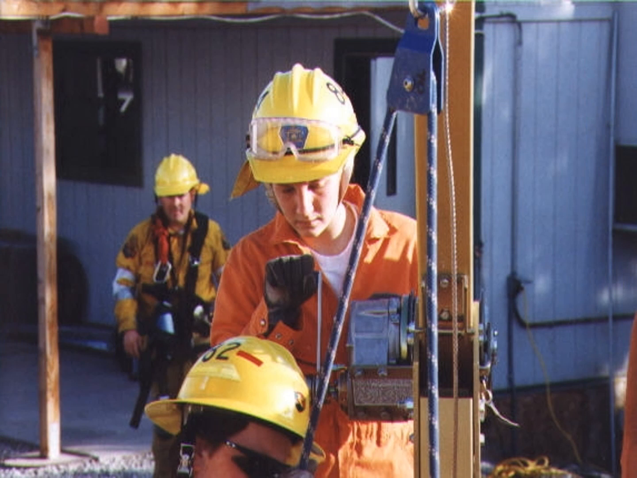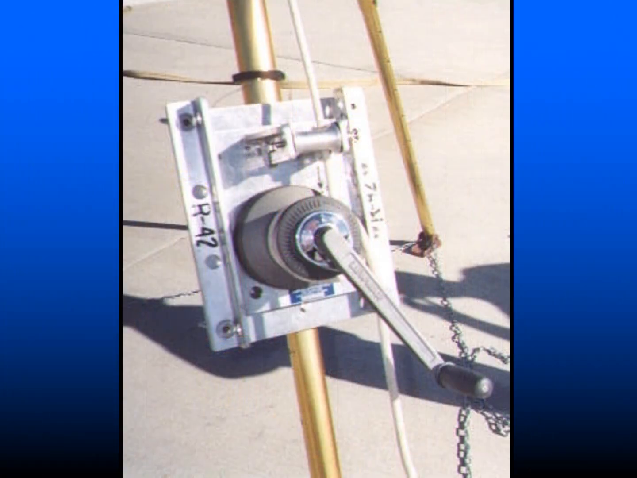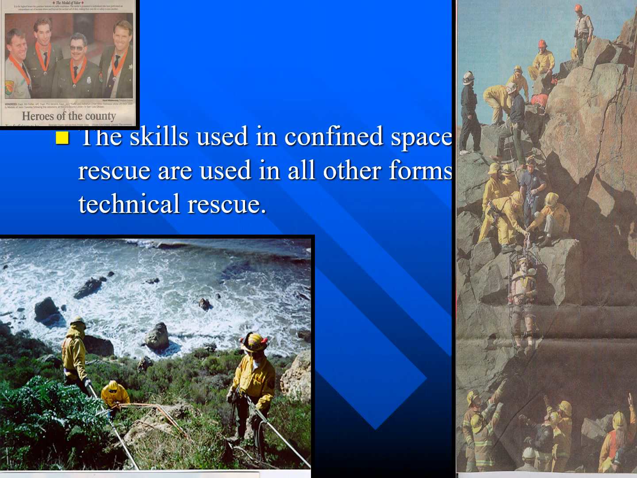Here's an example of a hand crank mechanism. Another shot of a hand crank used in confined spaces. You can see it in conjunction with the tripod. The skills used in confined space rescue are used in all other forms of technical rescue. You can see low angle rescue, and you can also see high angle rescue.